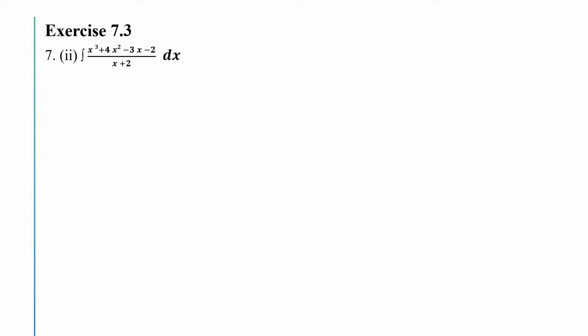So here we can see that the degree of the numerator is 3 and the degree of the denominator is 1. This is an improper rational function, so we have to divide this. First I will explain how this can be divided using long division. Here the dividend is x cube plus 4x square minus 3x minus 2. This we have to divide by x plus 2.